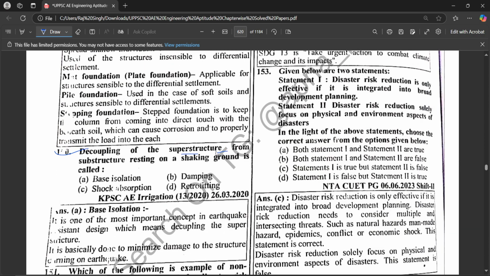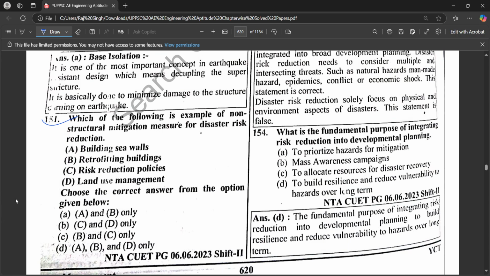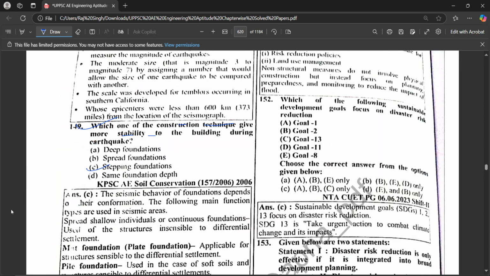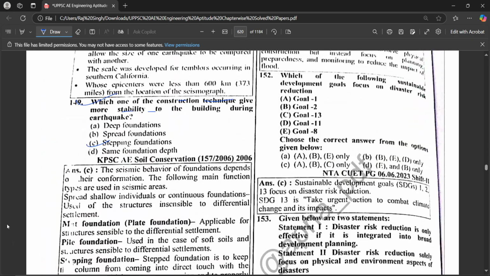Decoupling of the superstructure from the substructure resting on the shaking ground is called base isolation. Which one of the following is an example of a non-structural mitigation measure for disaster risk reduction? Building sea wall, retrofitting building, risk reduction policy, land use management. Hence, C and D are correct.